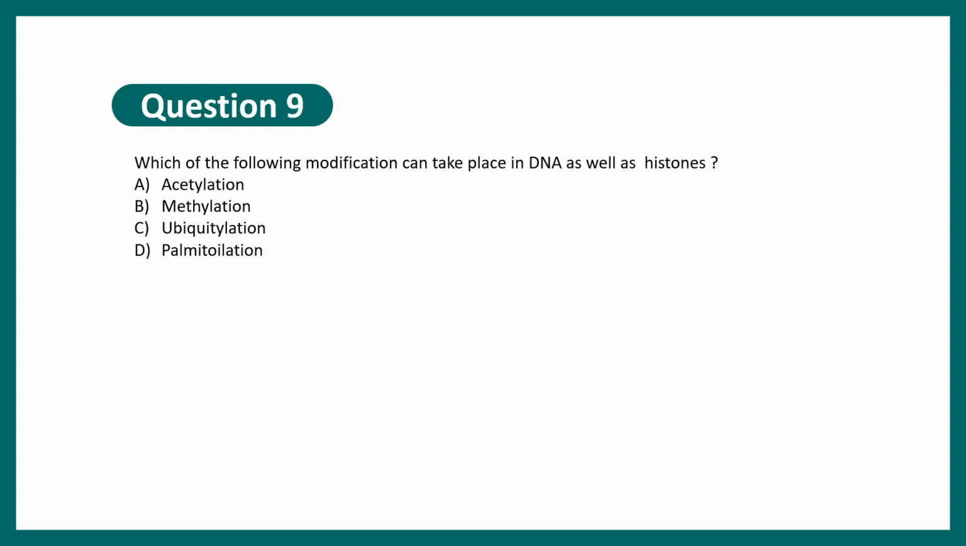Question number 9. Which of the following modifications can simultaneously take place in DNA as well as histones? Acetylation, methylation, ubiquitinylation, palmitoylation. The correct answer here would be methylation, because methylation can occur in DNA as well as histones. Histones can be methylated, and DNA can also be methylated.